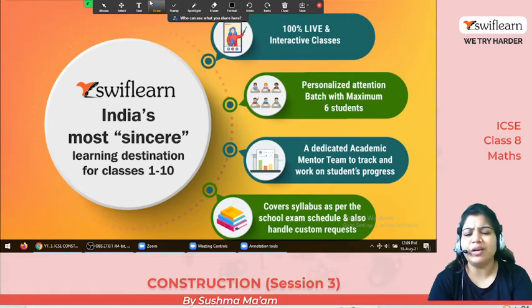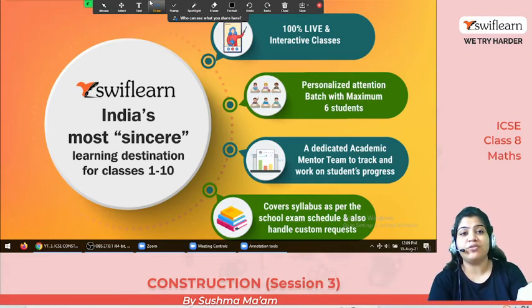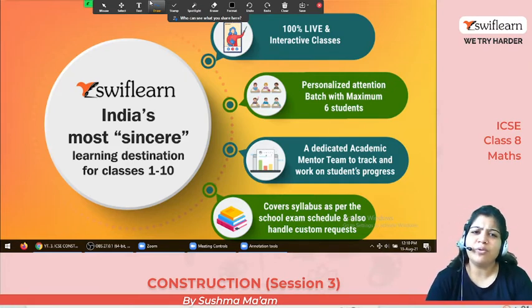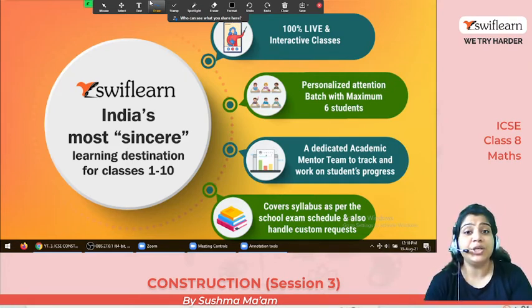So today we are going to continue how to construct quadrilaterals. But what is the meaning of quadrilateral? That thing we already saw in our previous classes. Okay, so today we are going to continue the topic construction and this is the third session, as I already told you. Okay, so let's start.